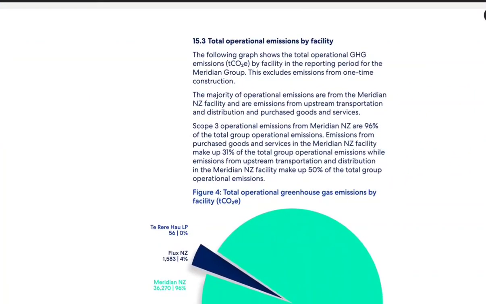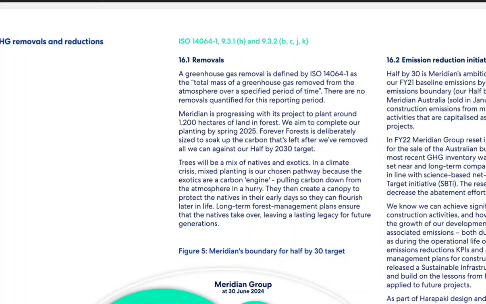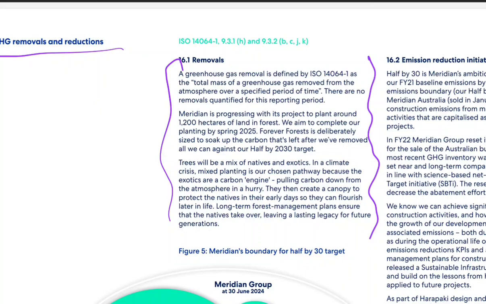Then we have total operational emissions by facilities. Okay, this is also covered. So classification according to facilities. So now what is a program related to GHG removals and reductions? So these are the efforts and details about those efforts. Like greenhouse gas removal is defined as per ISO 14064, total mass of greenhouse gas removed from the atmosphere over a specified period of time actually.